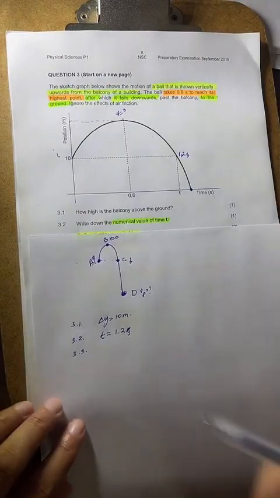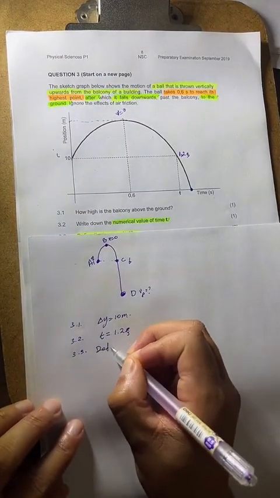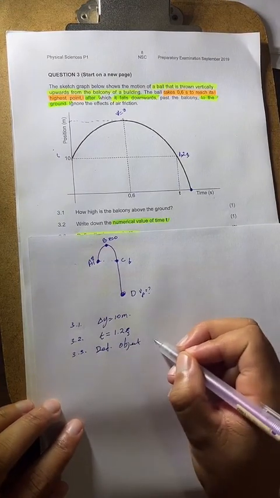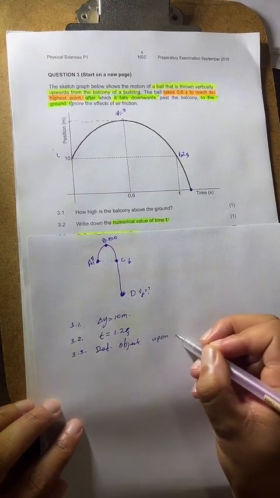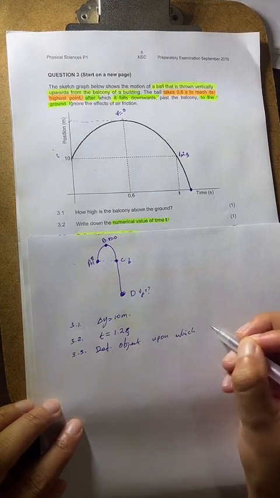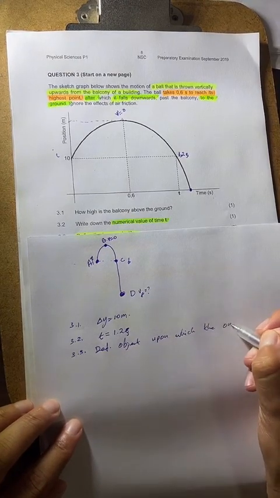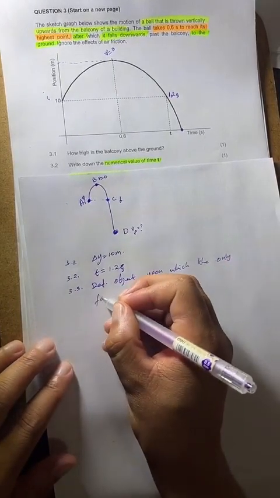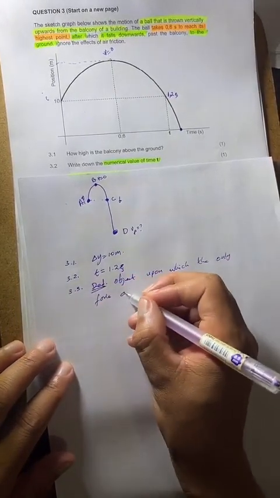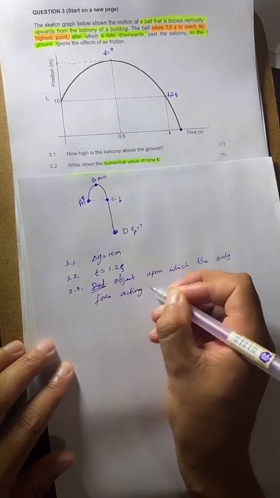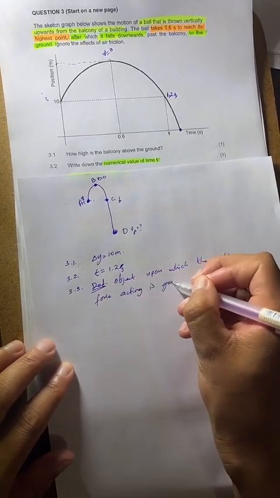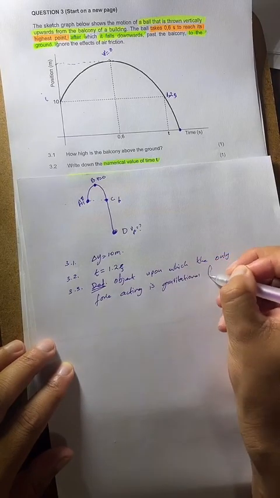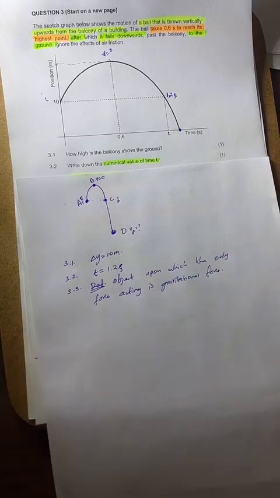So yeah, we are done. This is a definition. It's an object upon which the only force acting is gravitational force. In words, please. And there we have it.